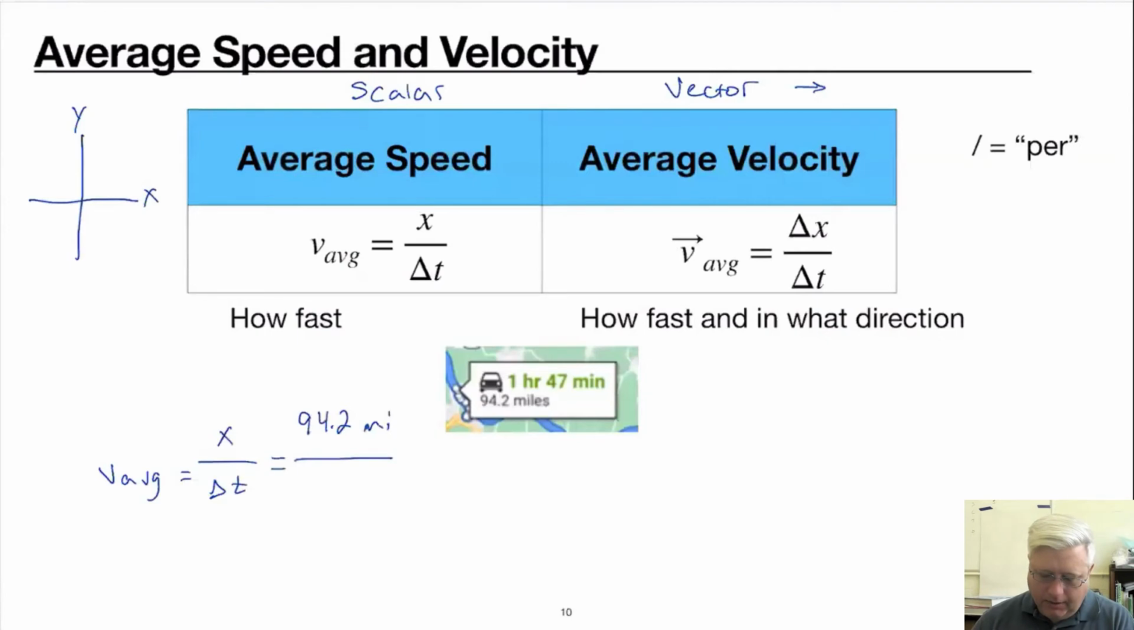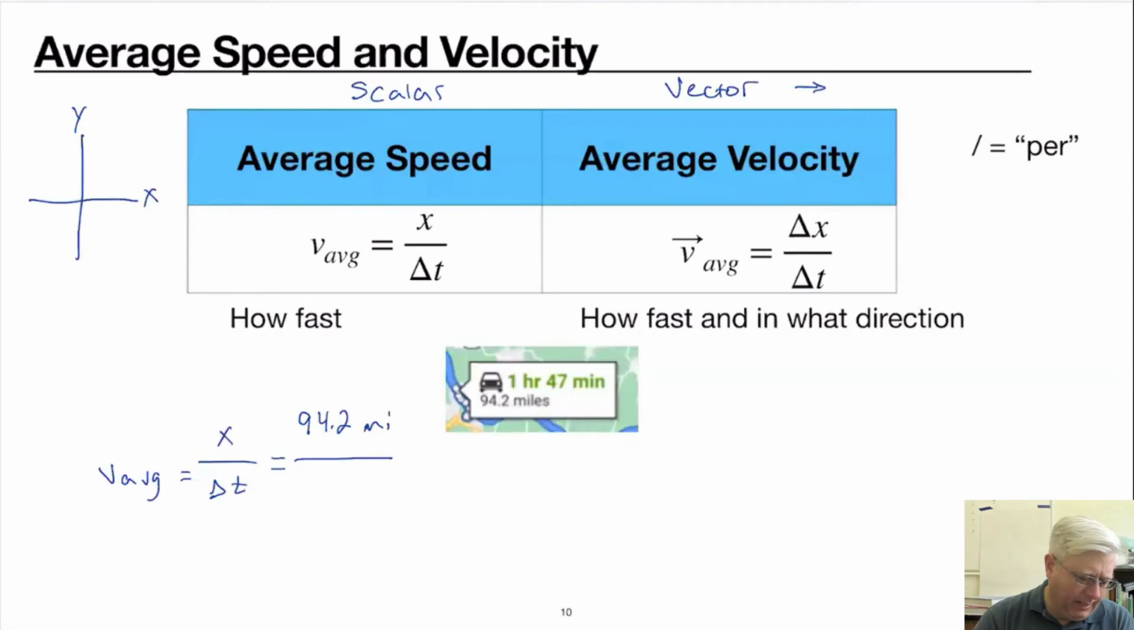And the time interval is 1 hour and 47 minutes. Okay, so let's figure out what this is in miles per hour. What's the average speed in miles per hour? So I'll take that 47 minutes and divide it by 60 to get it as a fraction of an hour, so it's easier to deal with mathematically.